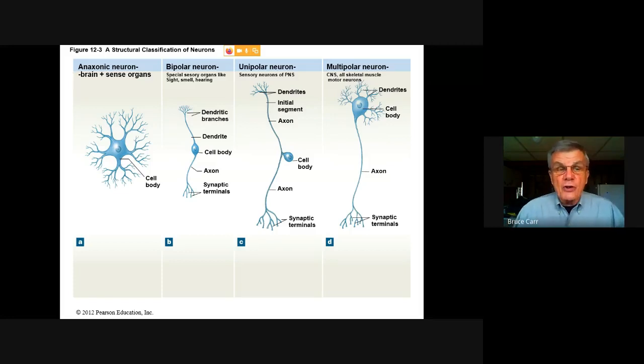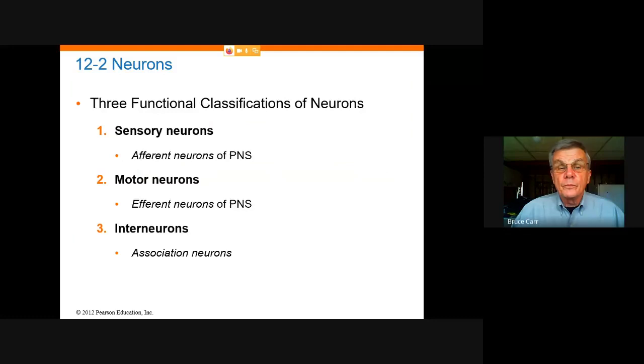So the brain and sense organs have these anaxonic neurons. The bipolar neuron is shown with the cell body more or less in the middle of the axon, and sensory organs like sight, smell, and hearing do pack cells in this way for various reasons. The unipolar neuron is similar, but the cell body is in the middle, kind of offset from the main line of the axon, and we find this in the peripheral nervous system in sensory neurons.